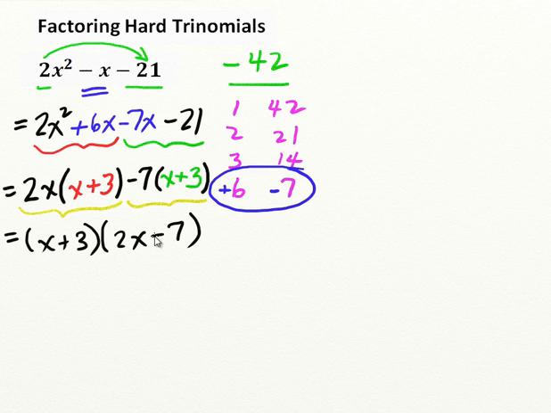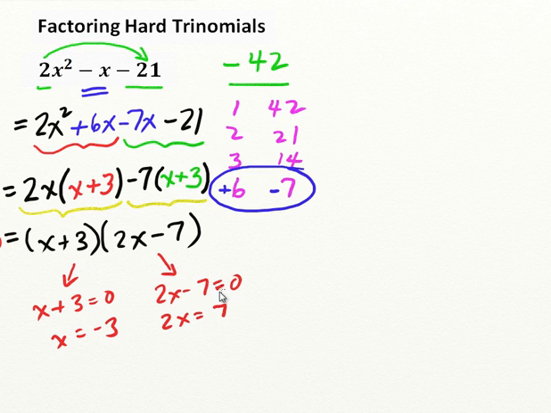Now, if I want to take one more step and do something that I'll typically do at the end, if I set this to 0, I could ask, when is x plus 3 equal to 0? And that is true when x is negative 3. I could ask here, when is 2x minus 7 equal to 0? That's true when 2x equals 7. Move the 7 to the other side. And that is also true when x equals 7 halves. Divide both sides by 2.